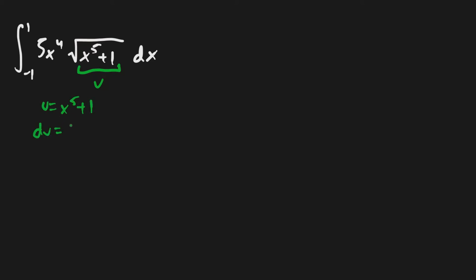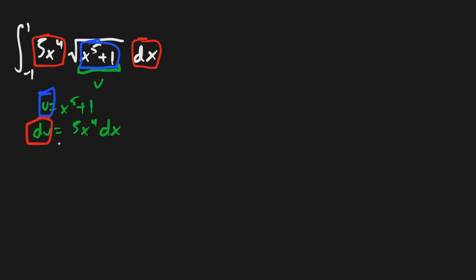du, which is the derivative of u with respect to x, is 5x to the fourth power dx. Now we can do the replacing. We can replace this 5x to the fourth power dx with du, and we can replace this x to the fifth power plus 1 with u. I just went through this really quickly because this is kind of review if you watched my previous videos.